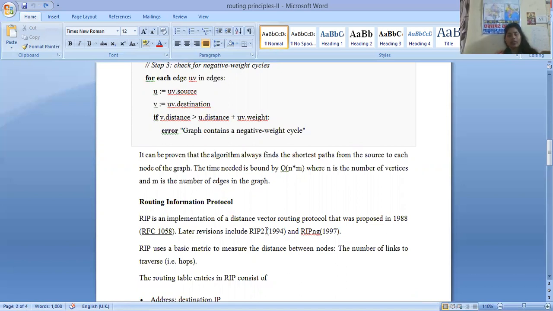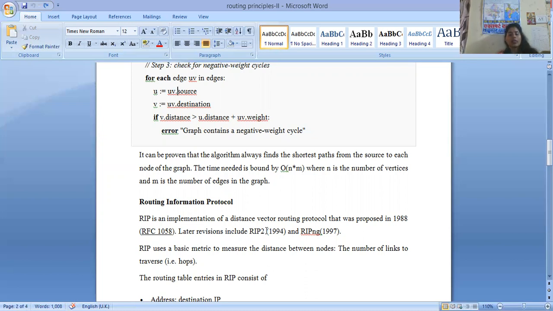Routing Information Protocol, this is the second one. Routing Information Protocol is an implementation of a distance vector routing protocol that was proposed in 1988, and later revisions include RIP2 in 1994 and RIPng in 1997. Also, Routing Information Protocol uses a hop count metric to measure the distance between nodes, the number of links to traverse.